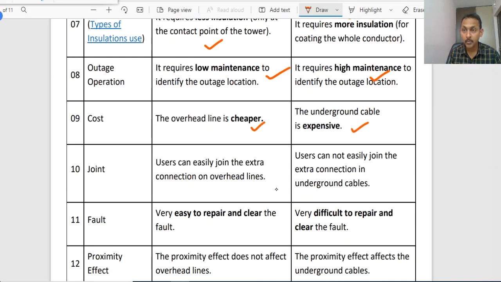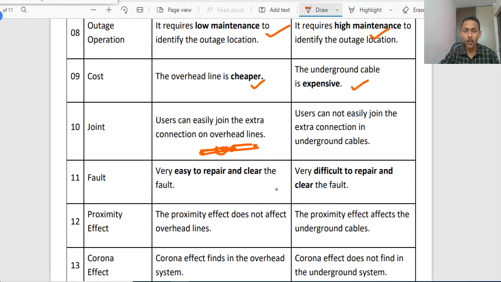And for example, if any two conductors are to be joined, joining the conductors, if it is overhead lines, is easy, whereas if it is cable, joining two cables is a little bit difficult, right? So it is very difficult. Of course we can do it, but it will be difficult to join the two cables. If it is bare conductor, you can easily join those conductors.